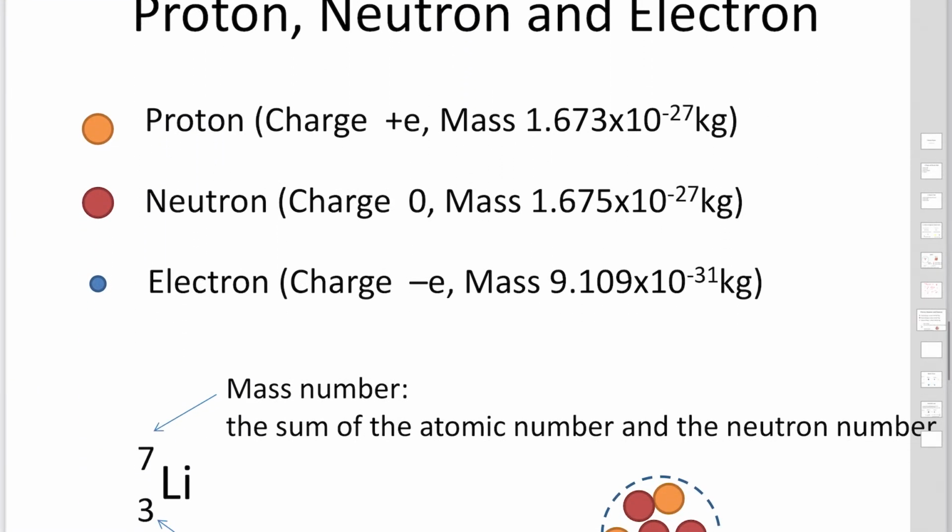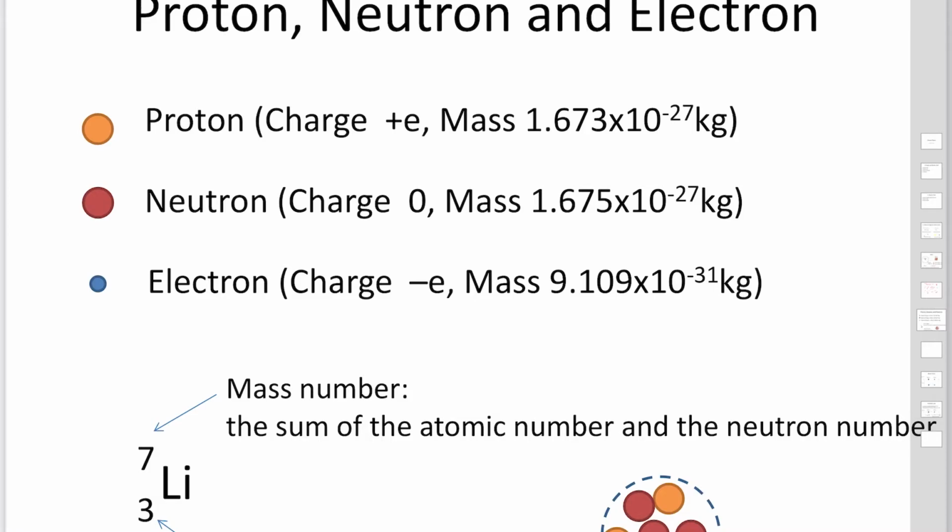Then the next topic is proton, neutron, and electrons. The proton has a positive charge, and its magnitude is expressed as plus e. And the mass is 1.673 times 10 to the minus 27 kilograms. And the neutron has zero charge. And the mass is 1.675 times 10 to the minus 27 kilograms, a little bit heavier than the protons.